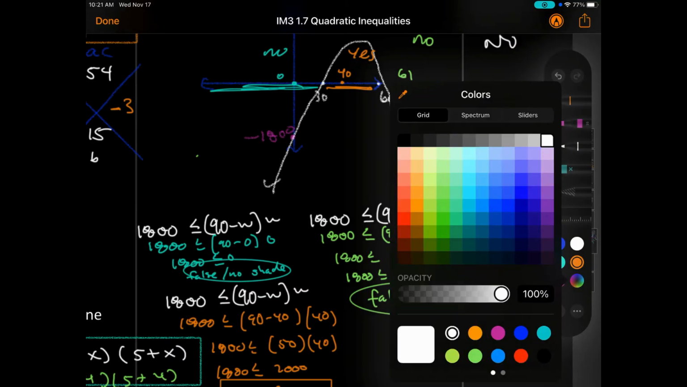Let's get a color. We don't really use yellows. Let's try to use yellow. Is that yellow? I think so. Okay.